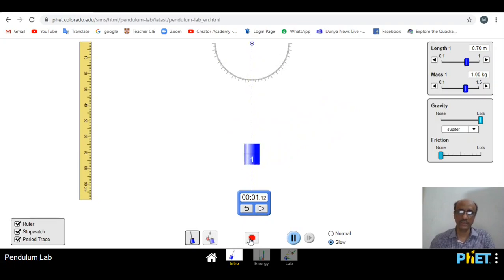So we will stop it, and then again we will select the surface of Earth, and the length will remain the same. Now we will include the friction. Now let's see what will happen to the oscillation. 60. Okay, let it go.